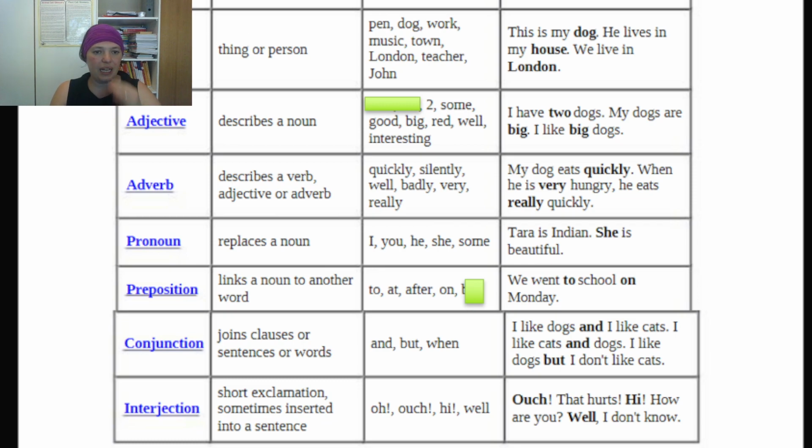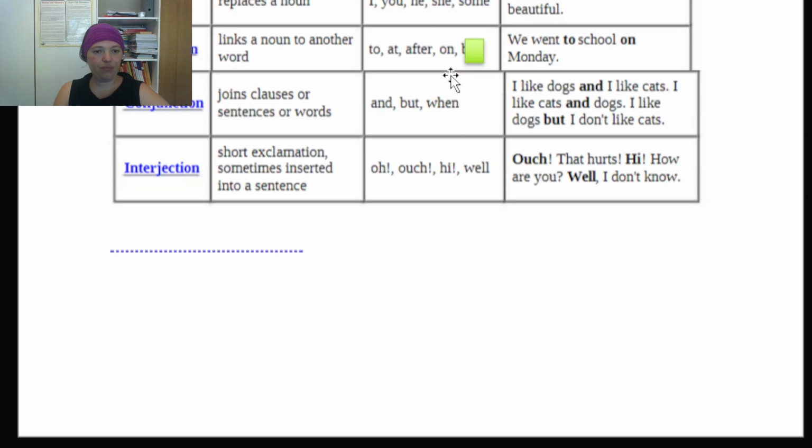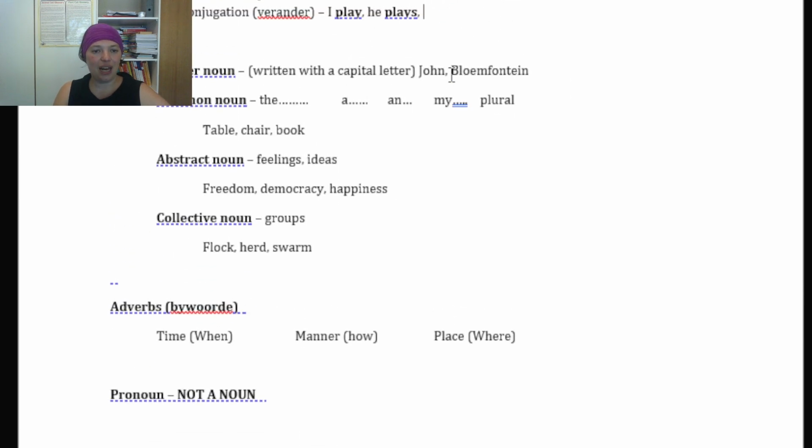So here are nouns. It's a thing or a person. I think in most cases, you usually learn it's a person, place or a thing. So here we've got pen, dog, work, music, town, London, teacher, John. So dit is alles nouns.